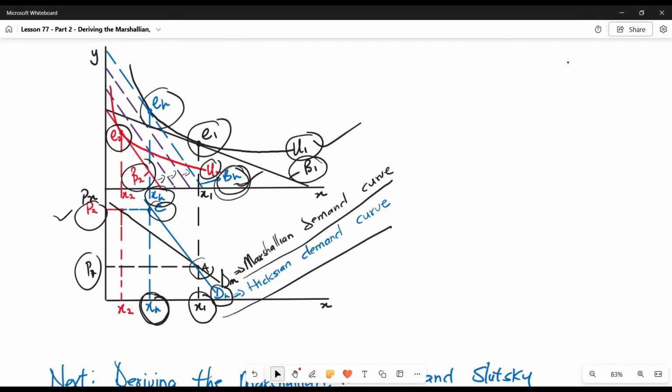This is all that we have on the second part of deriving the Marshallian, Hicksian, and Slutsky demand curves. Our next lesson will be on part 3, where we focus on the Slutsky demand curve.